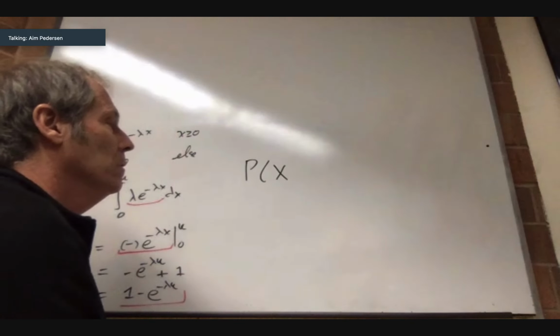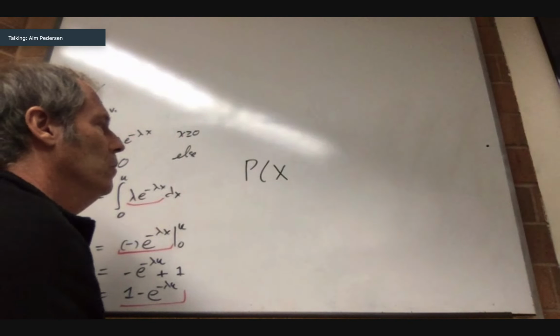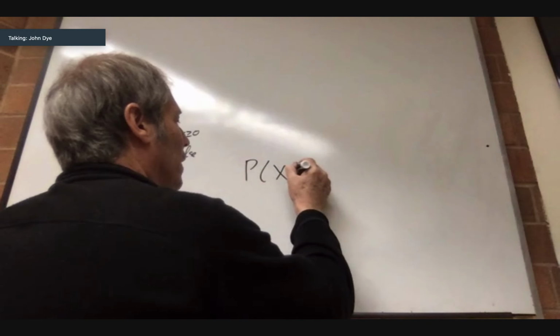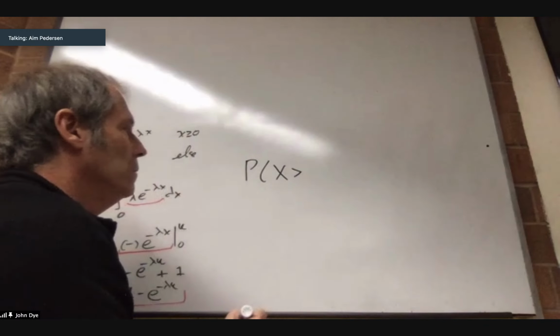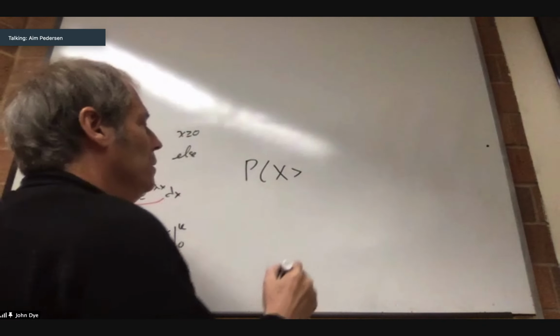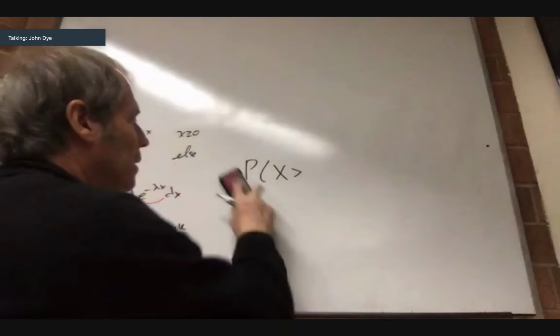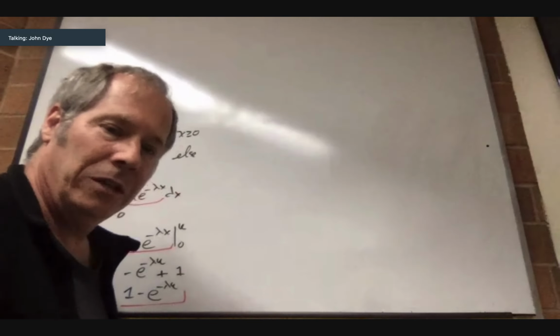Like the probability that X is further than a certain amount, right? Oh, greater than, not equal, but greater than b. Oh yeah, sorry. Yeah, X is greater than b. Oh darn. Okay, let's do this. Let's draw a picture.